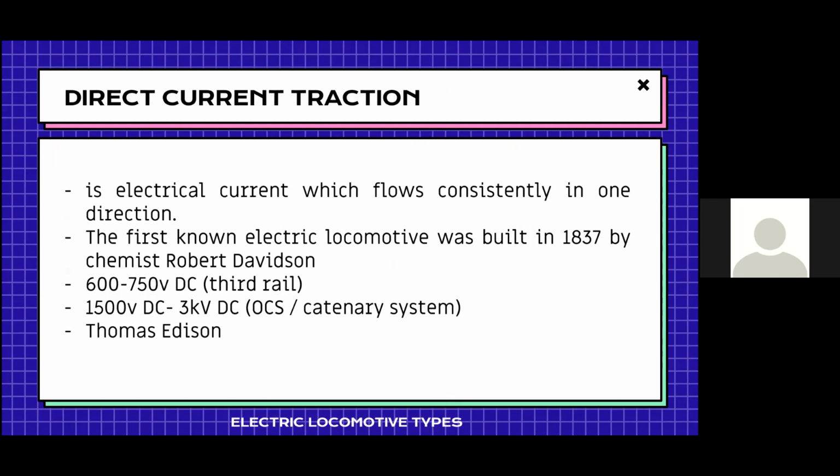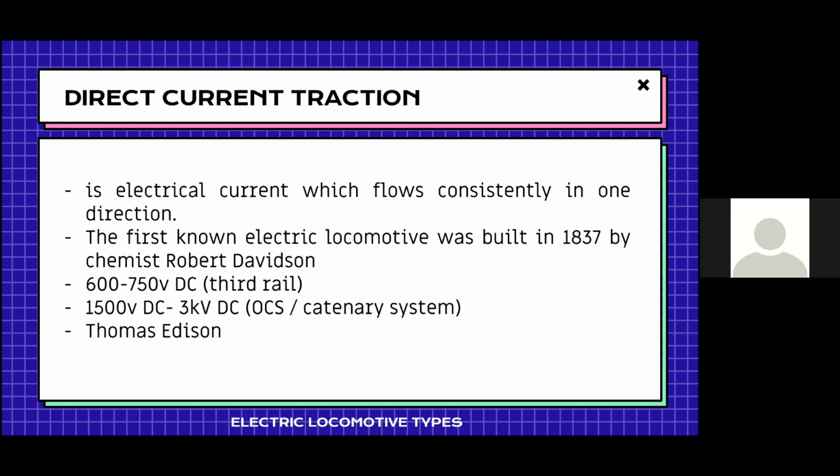Yung naimbento po na locomotive na yon, ano siya? Battery locomotive. So powered siya ng battery. Ang nagpapatakbo sa kanya is yung zinc acid batteries po. Pero hindi pa po siya nasasakyan ng passengers tsaka goods.